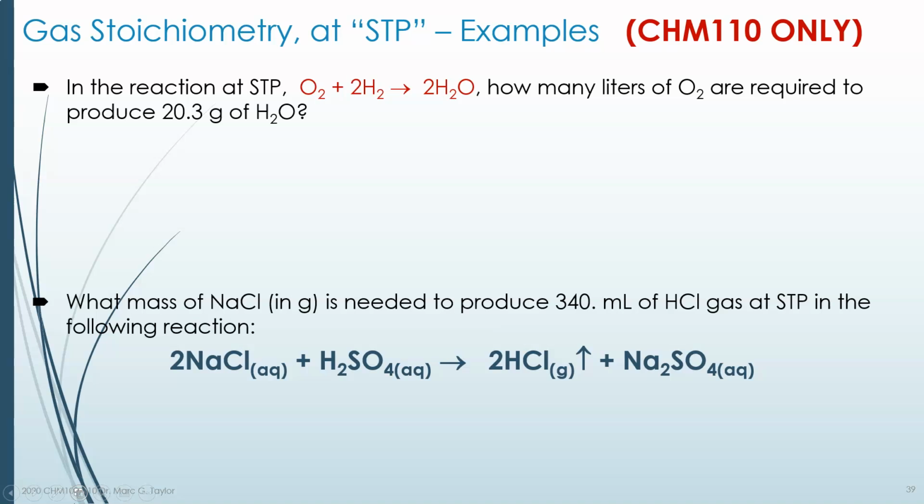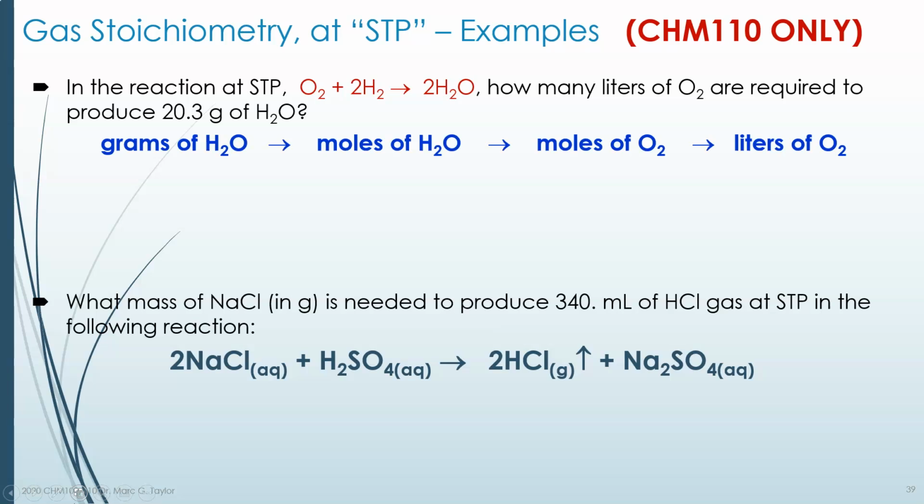So right away you see you're starting with grams, and you have to figure out how you are going to get to the final answer. You're starting with grams of water, but you need to get to liters of oxygen. So what do we do? Well, we're going to convert grams of water to the only thing we know how to convert grams to, moles of water.